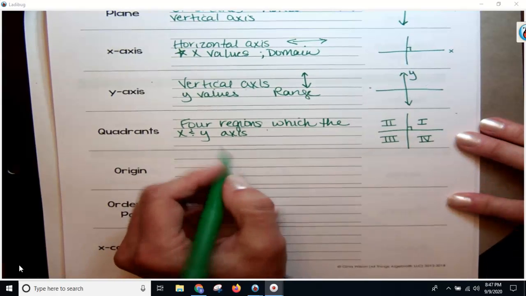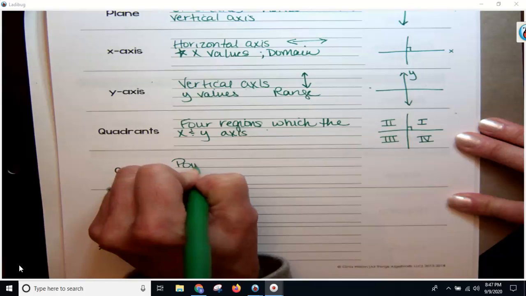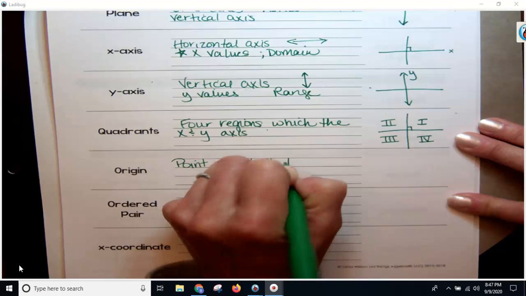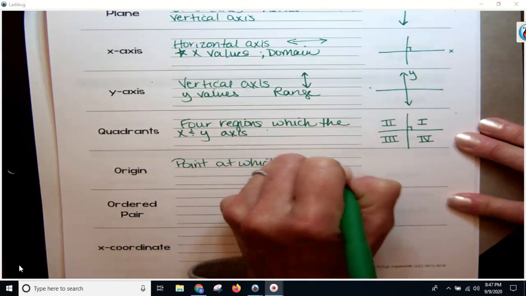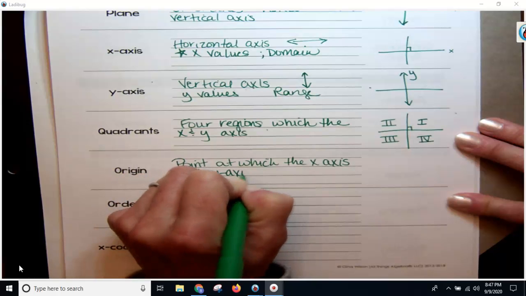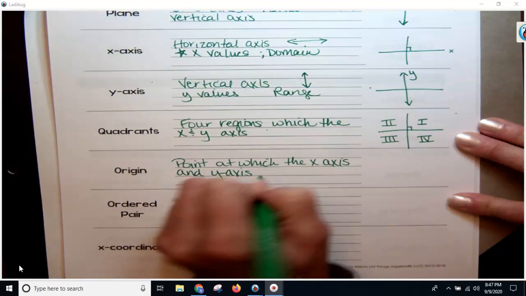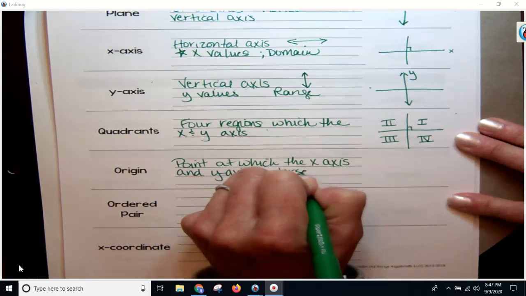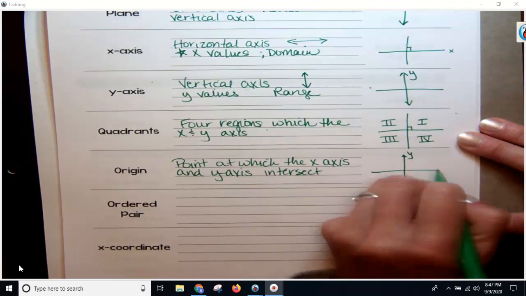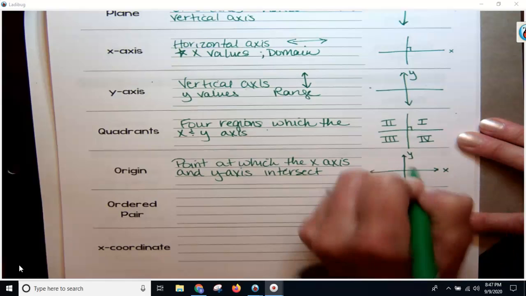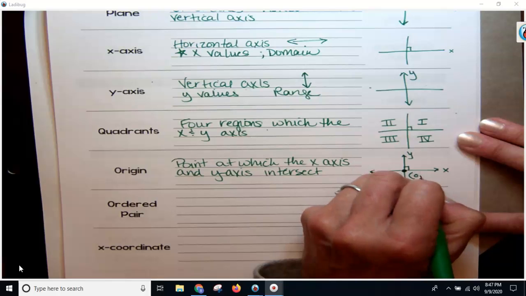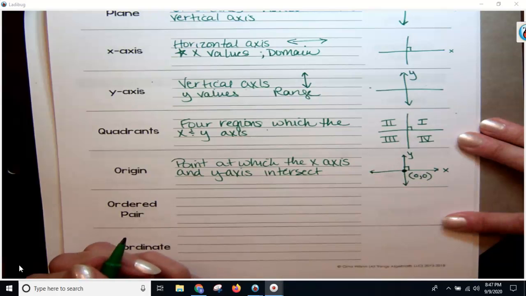All right, the origin. This is your point at which the x-axis and y-axis intersect. Okay, so if you've got your y-axis here, your x-axis here, this forms a 90-degree angle. This point right here is your 0, 0 origin, all right?